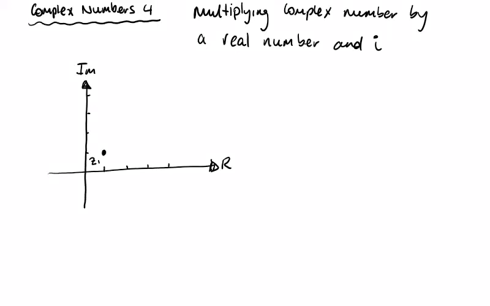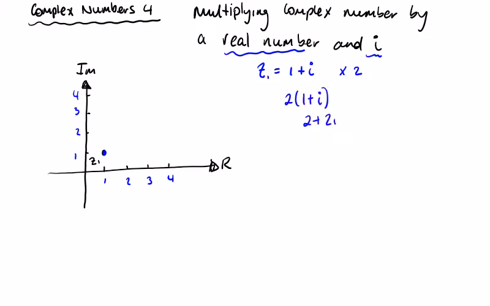In this video, we're going to look at multiplying a complex number by a real number and by i. So let's take this complex number down here, z1. It's equal to 1 plus i. So what happens if we multiply this by, let's say, 2? 2 times 1 plus i is 2 plus 2i.